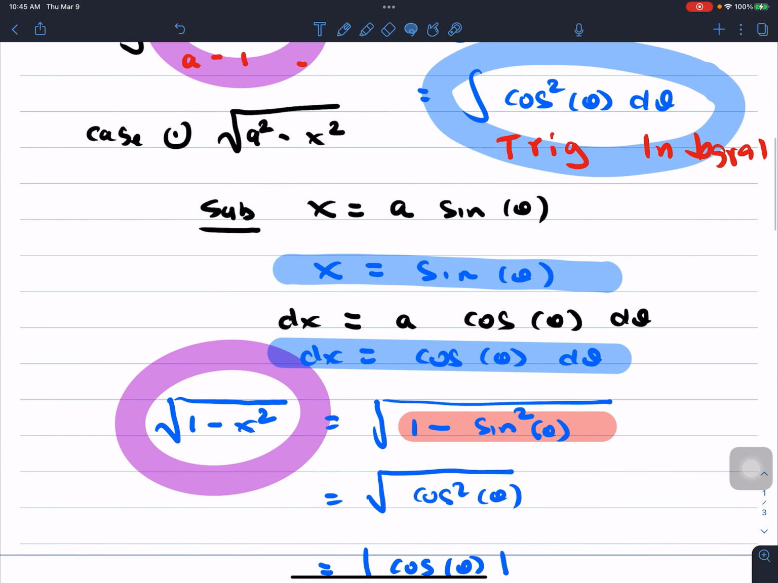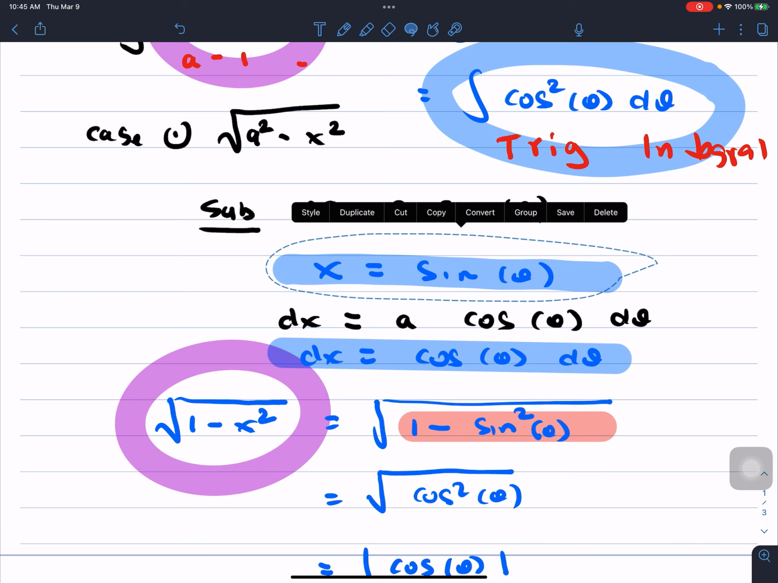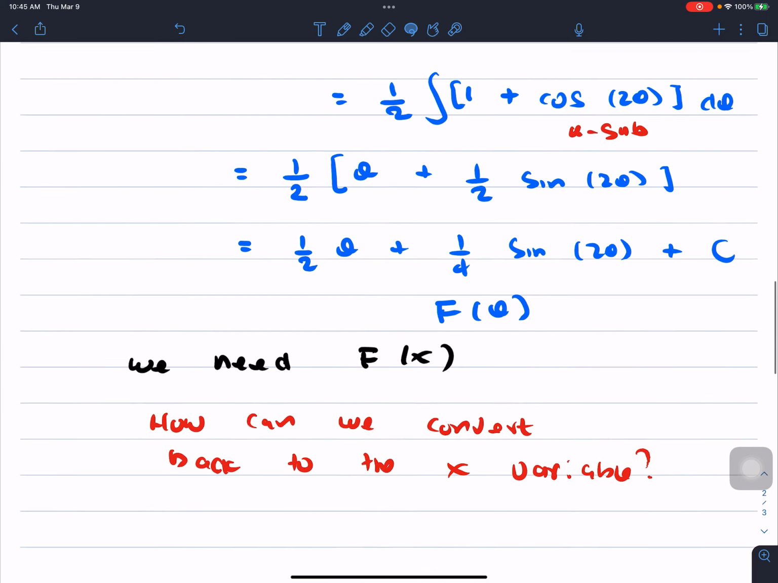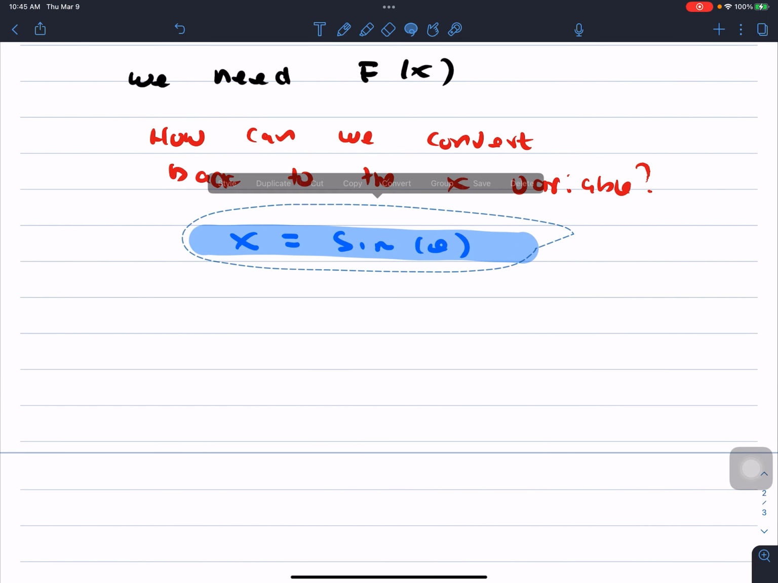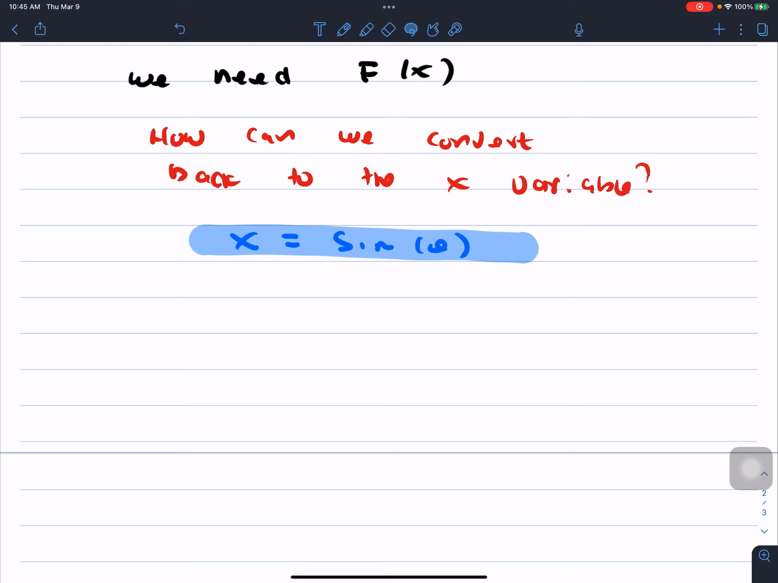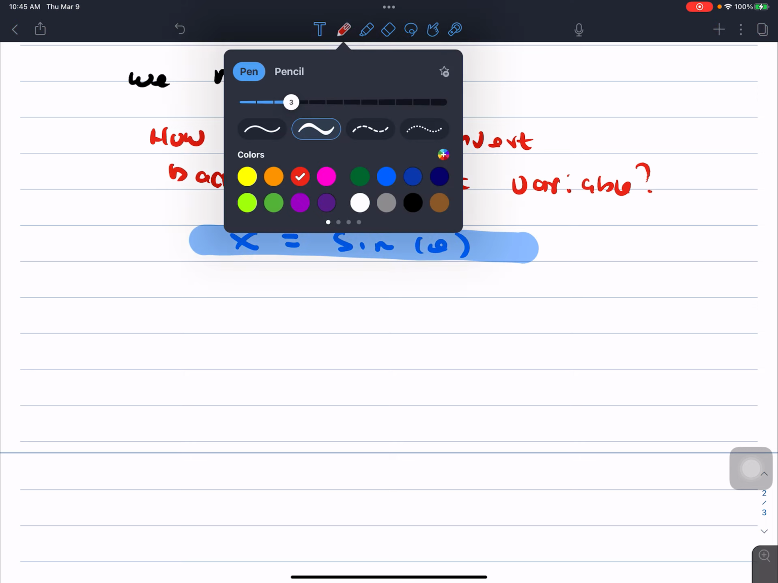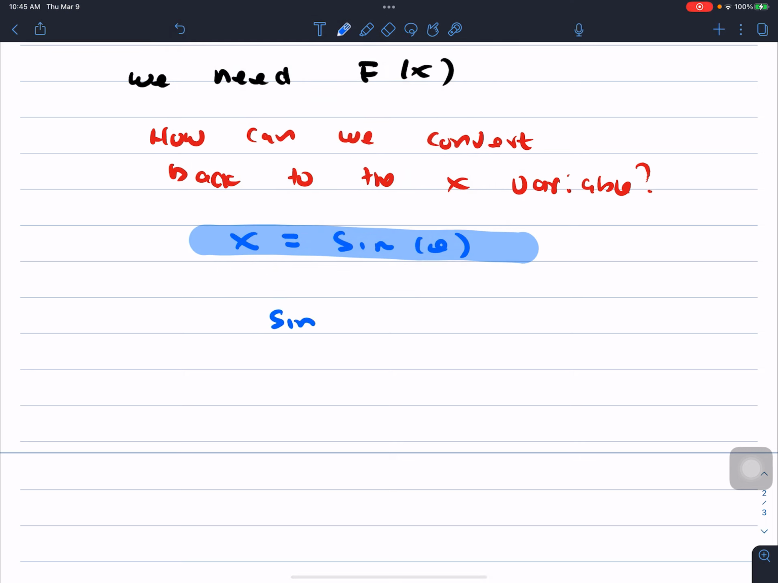Go back over here. What does x equal anyway? Do you guys know what x is? What is x? X is sine theta. Is that true? Okay, you guys okay with that? Now, what I'm going to do is this. I'm going to remind you guys that we can say sine theta is x over 1. Is that true? What am I doing?